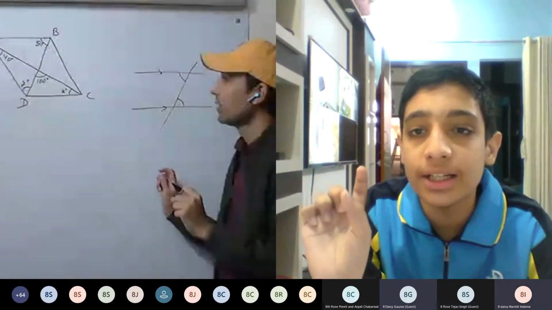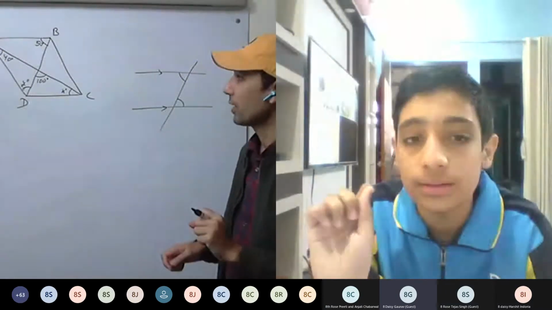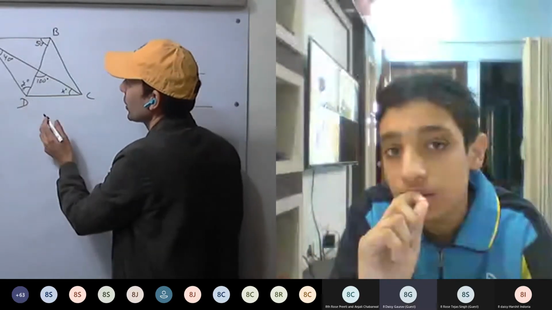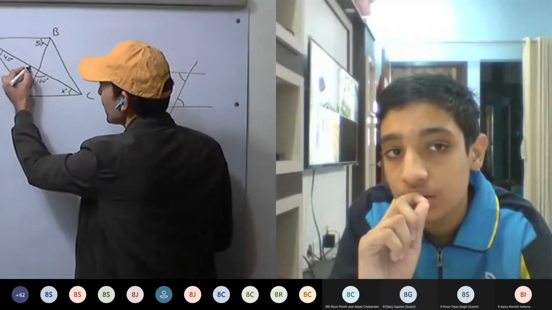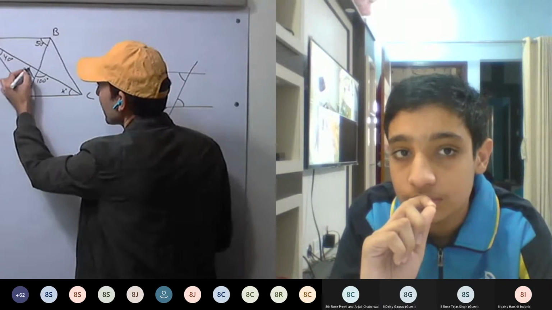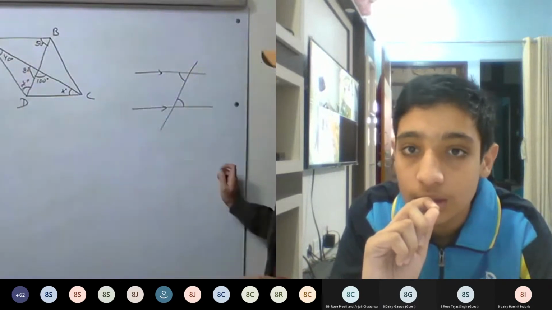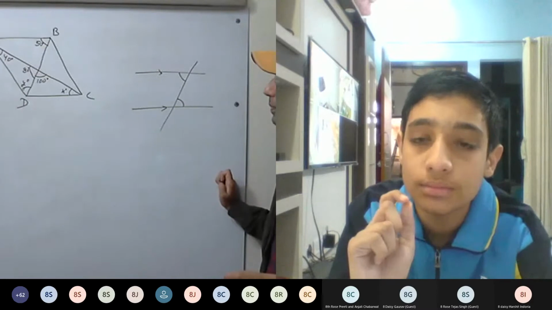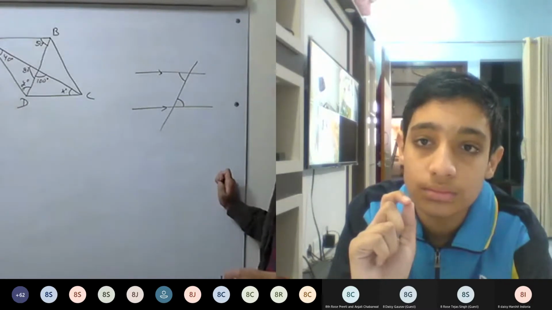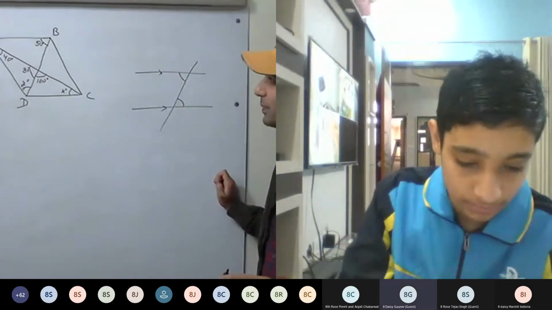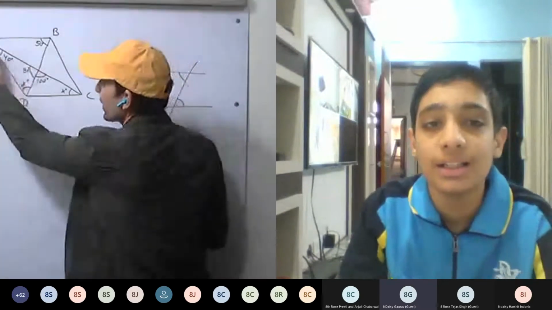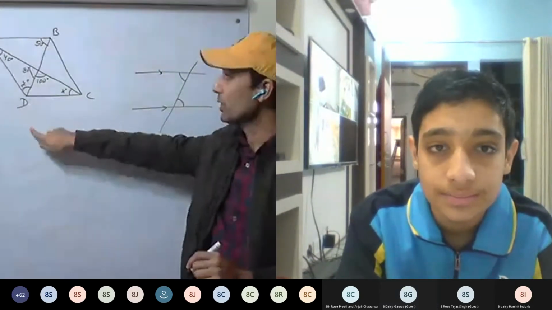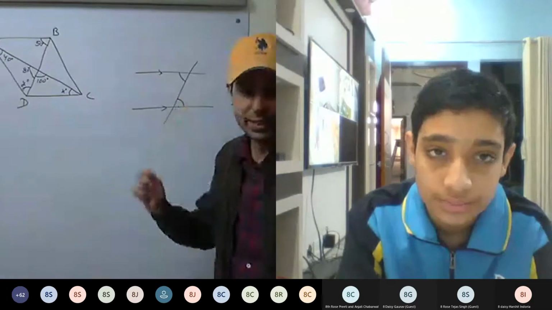180 minus 100, that way you are doing. This will be 80 degrees. Then 80 plus 40 plus y is equal to 180. That is the angle sum property of the triangle that you can calculate. That one is correct.